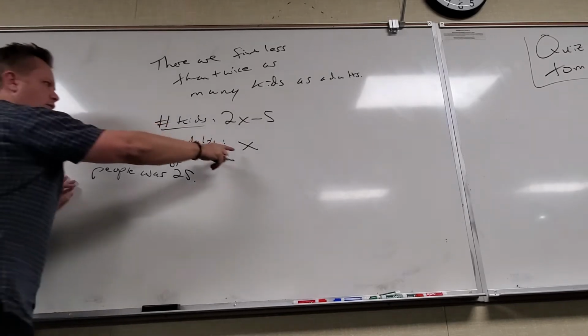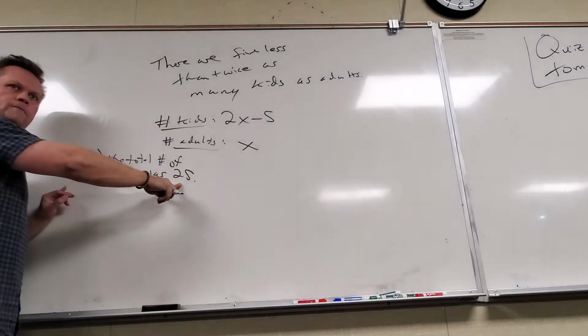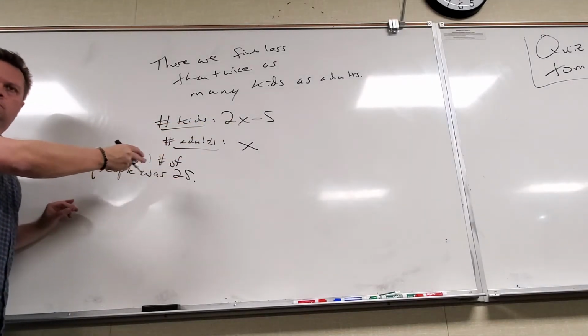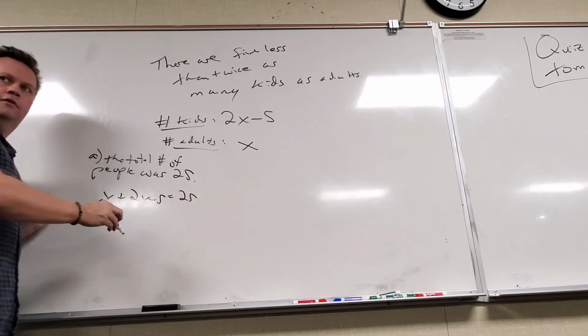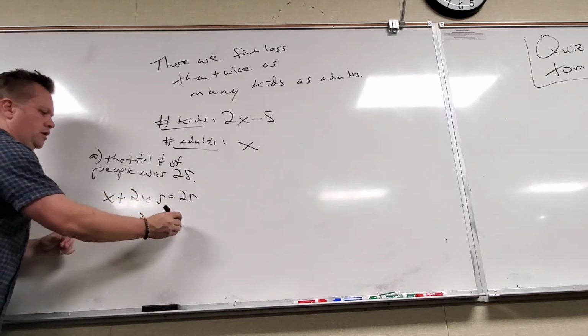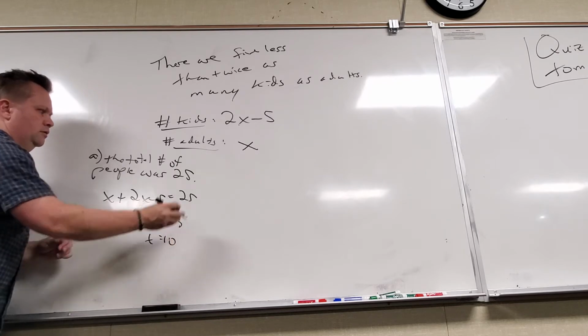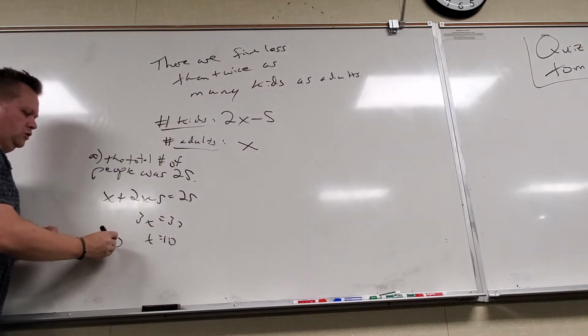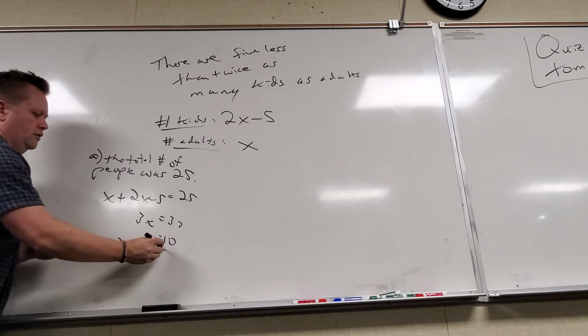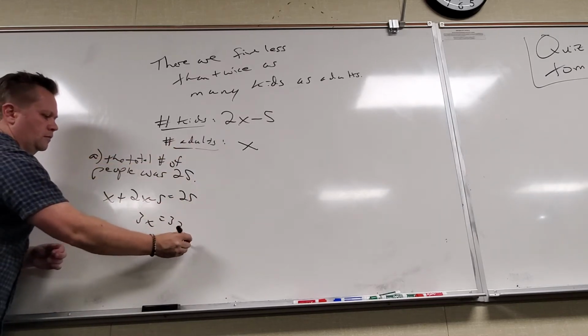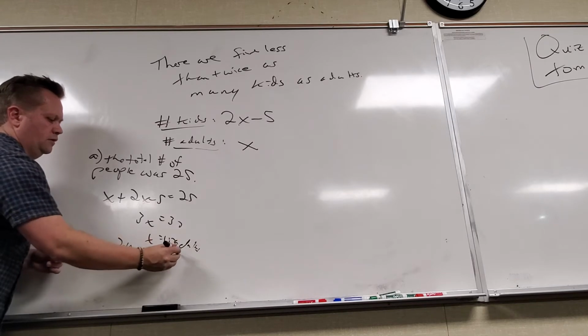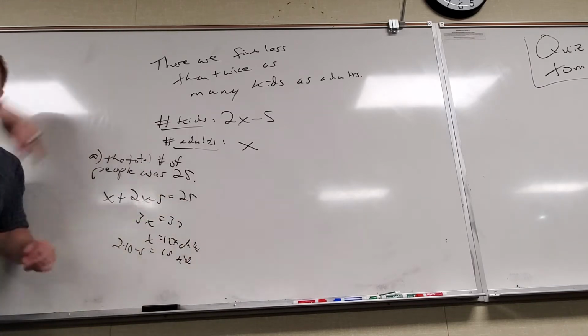Yeah, if I add the adults to the kids, I get 25. Is that cool? So x plus 2x minus 5 equals 25. 3x equals 30, x is 10, right? So then 2 times 10 minus 5 would be 15. So 10 adults, 15 kids. All right.